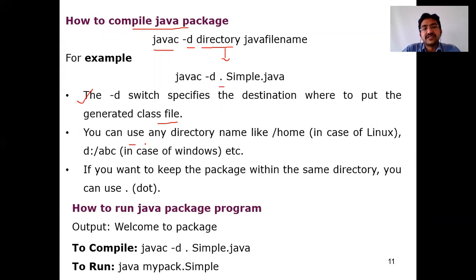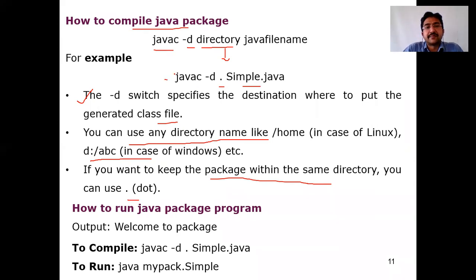Now we can use any directory name, like /home in Linux or d:/abc in Windows, or any folder, d:/abc/abbc. Any path you can mention at the place of directory. If you want to keep the package within the same directory, you can use just the dot operator, simply followed by filename.java.